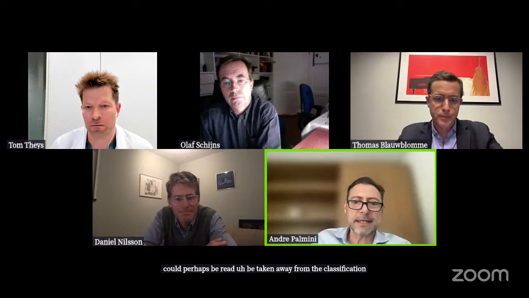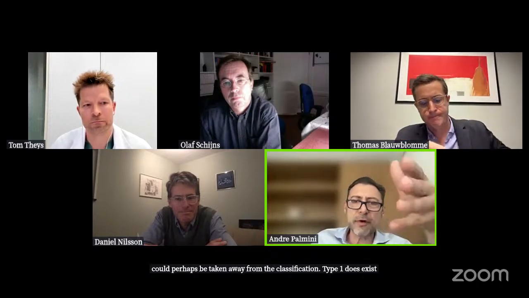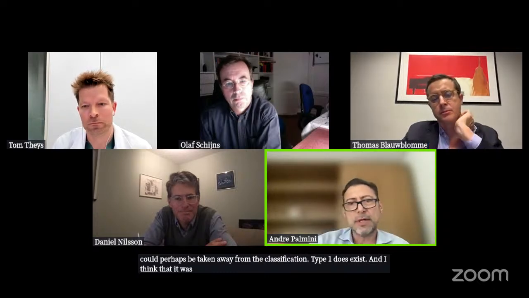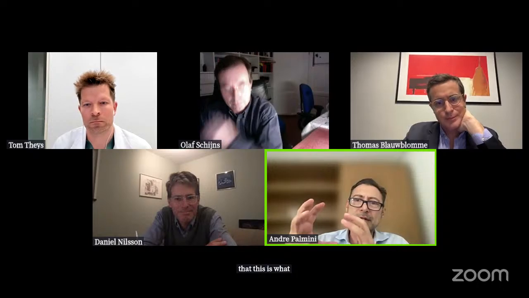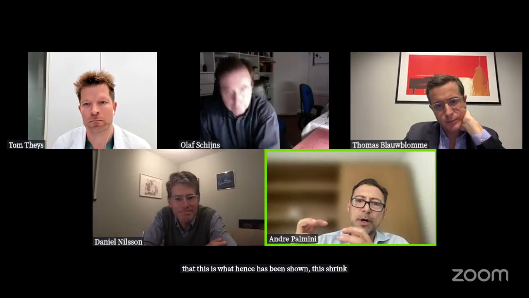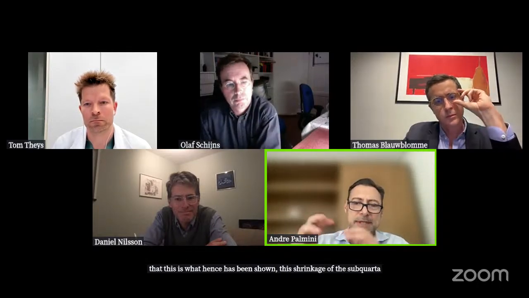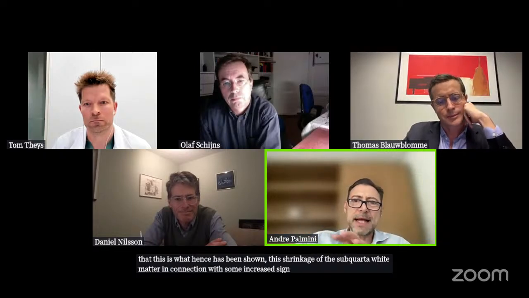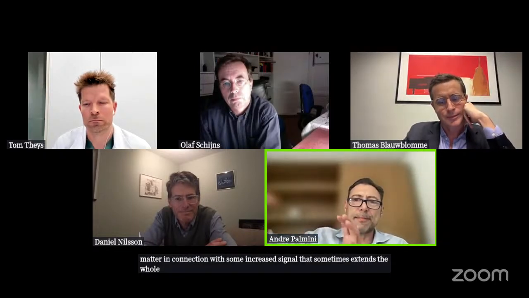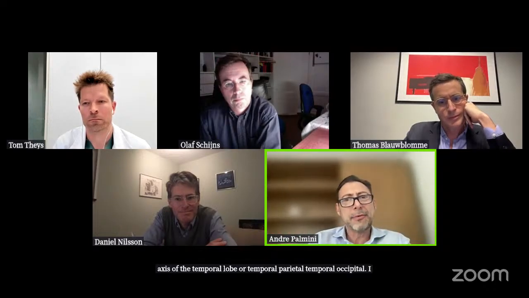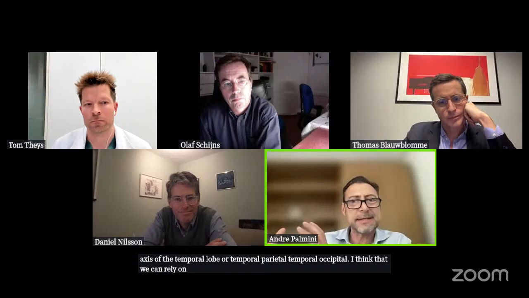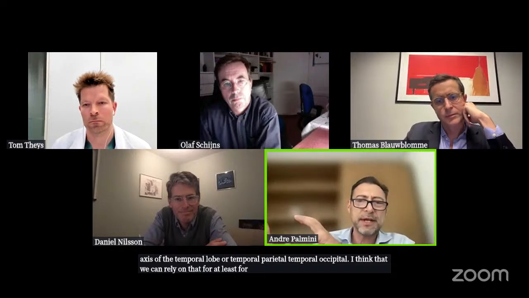Type 1 does exist, and I think it was very nice what Thomas showed, what Hans Holthausen has shown: this shrinkage of the subcortical white matter in connection with some increased signal that sometimes extends the whole axis of the temporal lobe, or temporal parietal, temporal occipital. I think that we can rely on that, at least for these small kids with severe epilepsies.